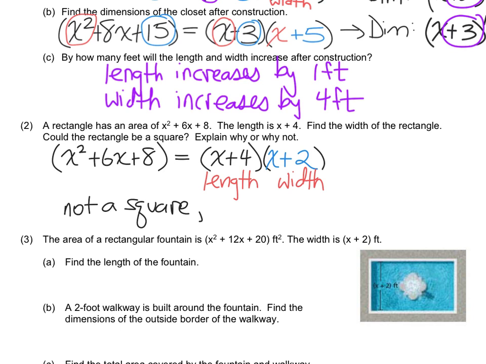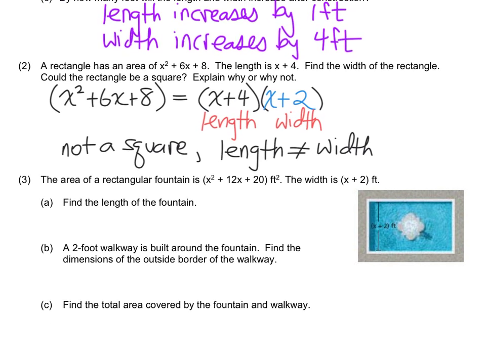Because what would have to be true in order for it to be a square? All sides have to be the same. So the length and width have to be equal to each other. So length and width are not the same. And that's all you'd have to say there.